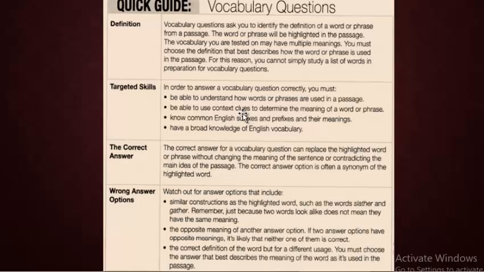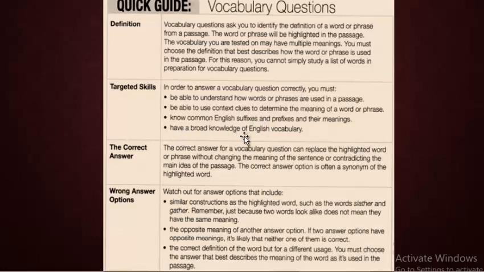This is an acronym, an abbreviation. I stands for inferences. D stands for definition. E stands for example. A stands for antonyms. S stands for synonyms. So context clues refers to IDEAS. Know common English suffixes and prefixes and their meanings. The more suffixes and prefixes you know, the easier it gets. That refers to morphology, a branch of linguistics.